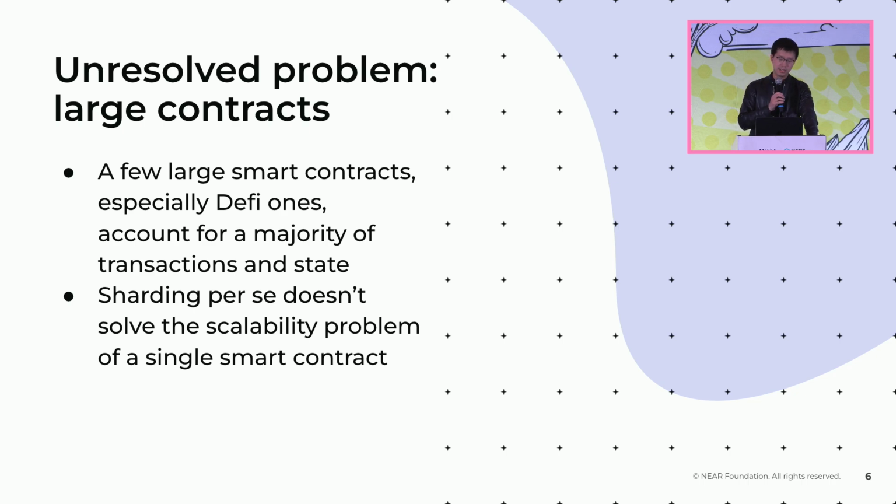And not only that, the throughput of the smart contract is actually limited by the throughput of the shard, meaning that even though you can have many shards, this very large smart contract will have to live on a specific shard. And because it lives on a specific shard, the throughput is naturally limited by the throughput of a single shard. So it doesn't really benefit from the overall sharding design.